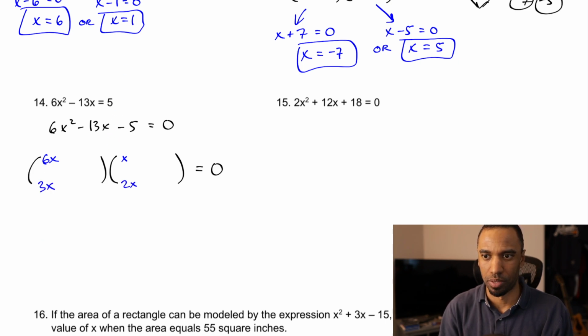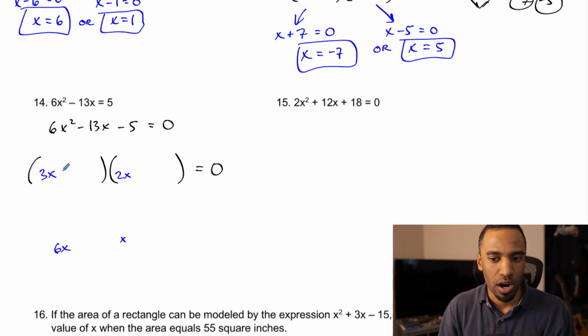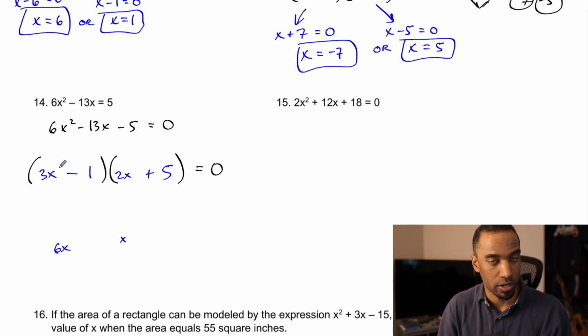So I'm going to try 3x and 2x now instead. Because 5 and 1 aren't common factors of 3 and 2, you can place this in either spot. But we're trying to get -13. I want to multiply the 3 by 5 right here. That'll give me 15. I can subtract 2. Boom. Oh, I need to add 2. This is backwards.